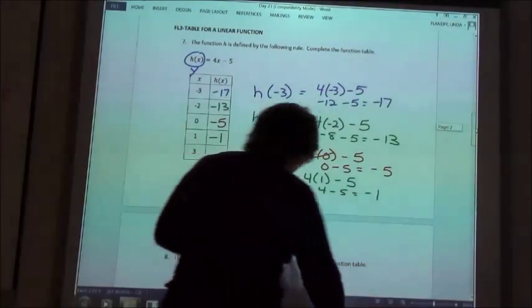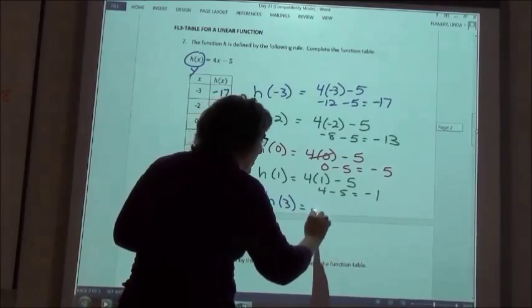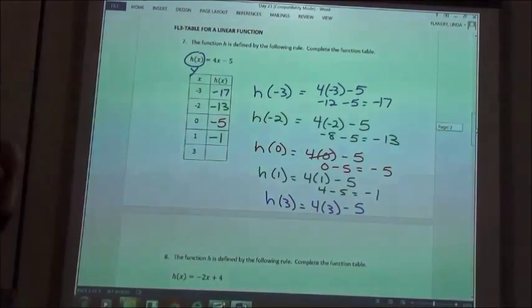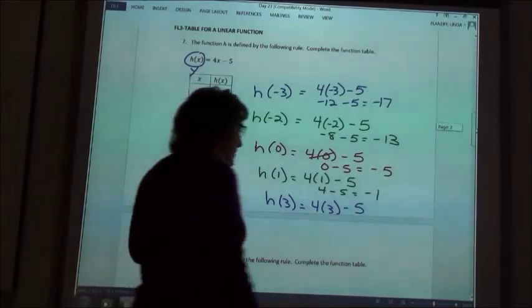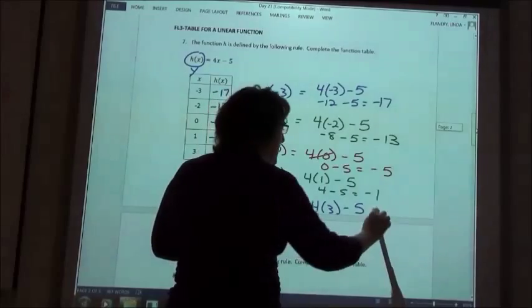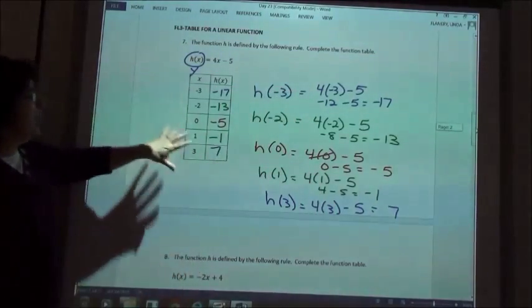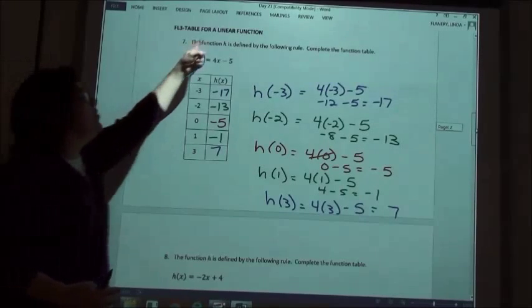And then last but not least on this one is 3. H of 3 means I'm going to do 4 times 3 minus 5. If I do 4 times 3 minus 5, I get 7. 12 minus 5 is 7. If you would have a graph that was big enough and you plotted all 5 of those points, they should all line up in a nice straight line because we have what's called a linear equation.